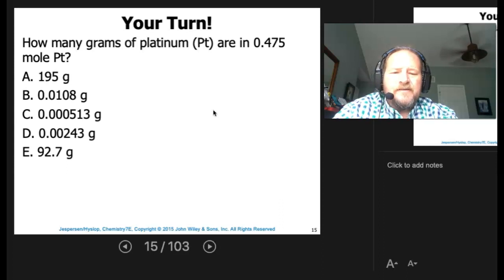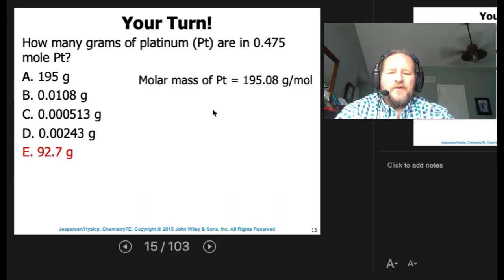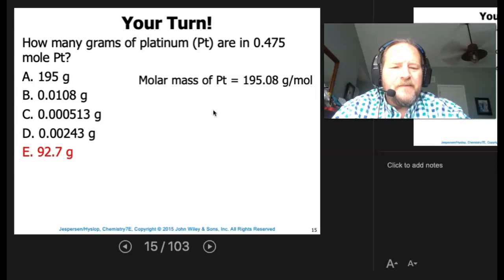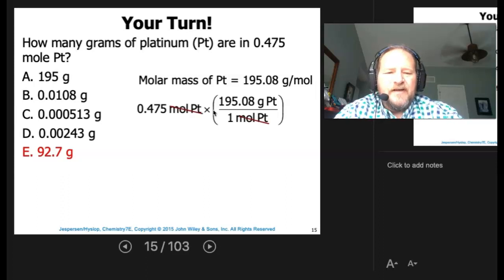How many grams of platinum are in 0.475 moles of platinum? Give you the pause. All right, hopefully you selected E. The molar mass of platinum was 195.08 coming from the periodic table. I want moles to cancel out, so I'll put 1 mole on the bottom. I'll put the mass on the top. Moles then will cancel, and we'll be left with 92.7 grams.